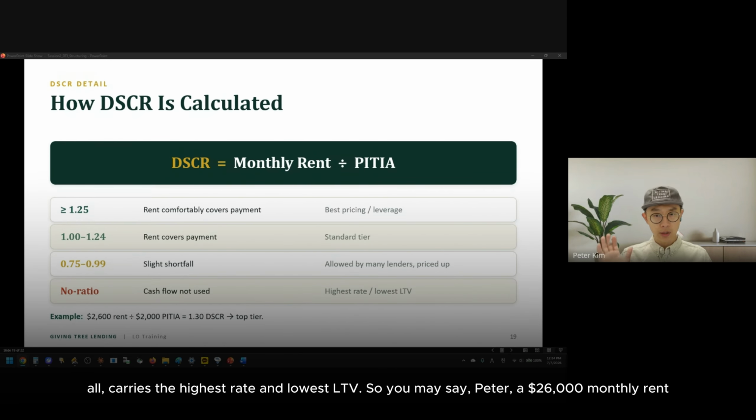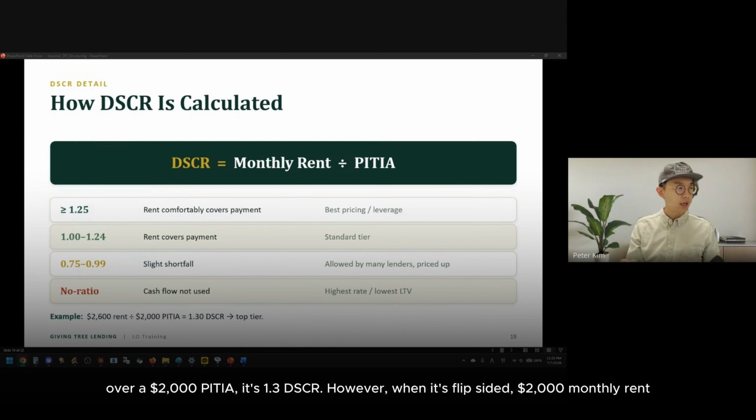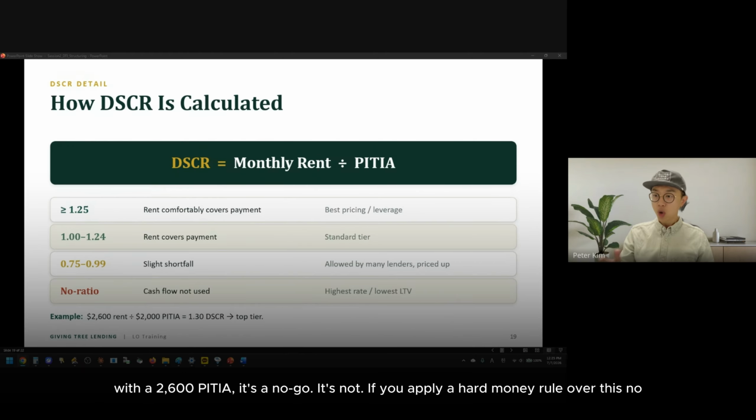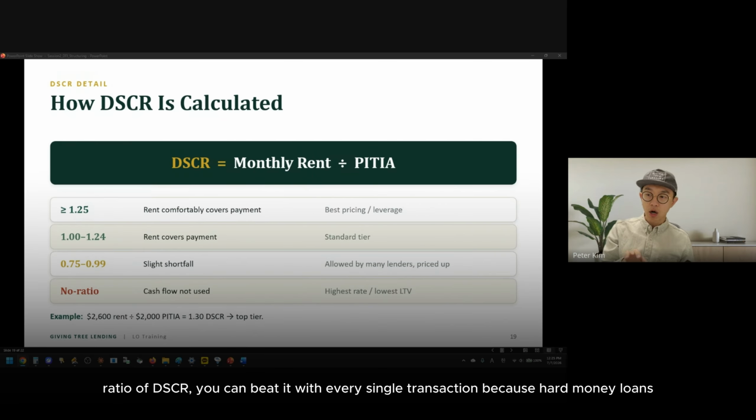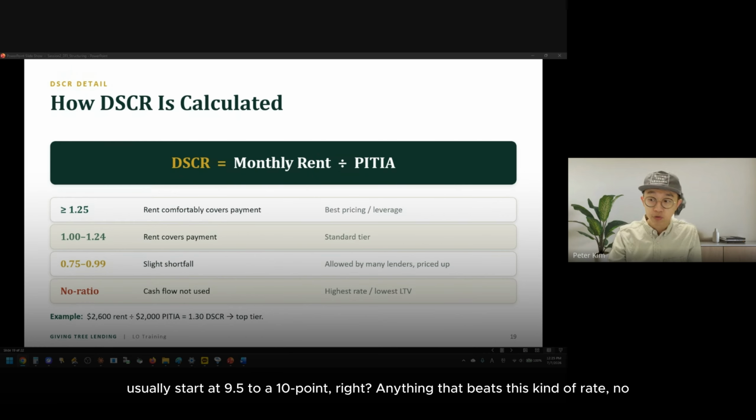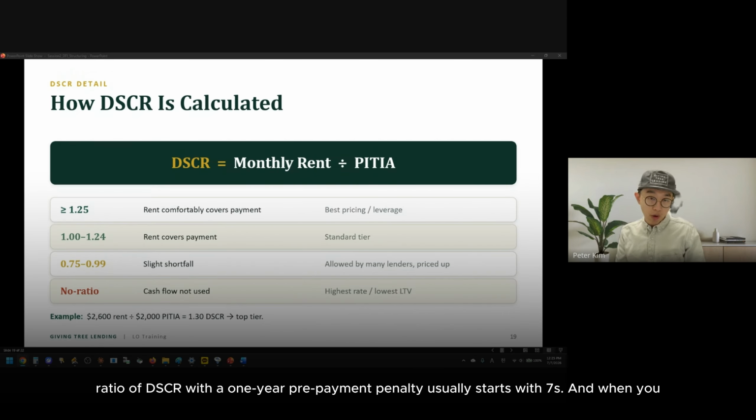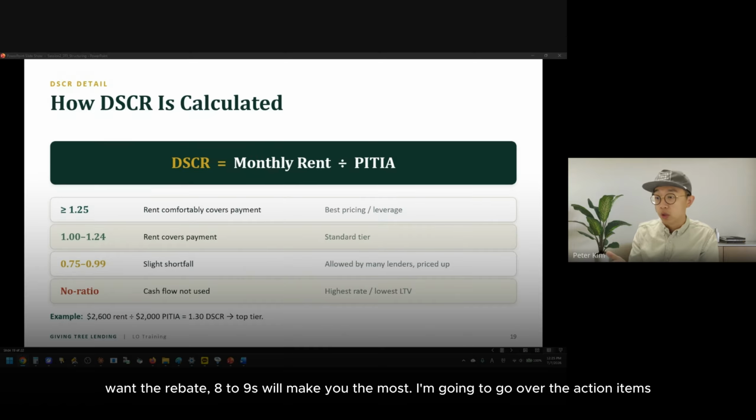So you may say, Peter, $26,000 monthly rent over $12,000 PITIA, that's a 1.3 DSCR. However, flip-sided, $2,000 monthly rent with a $2,600 PITIA, it's a no-go. Not if you apply the hard money rule over this no ratio DSCR, you can beat and win every single transaction, because hard money loans usually start at 9.5 to 10 points, right? Anything that beats this kind of rate, no ratio DSCR with a 1 year prepayment penalty usually starts with 7s. And when you want the rebate, 8s and 9s will make you the most.